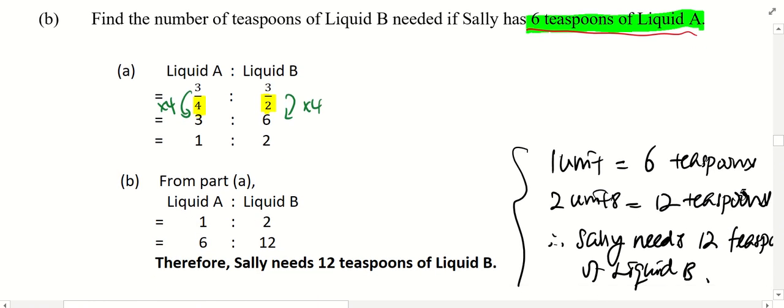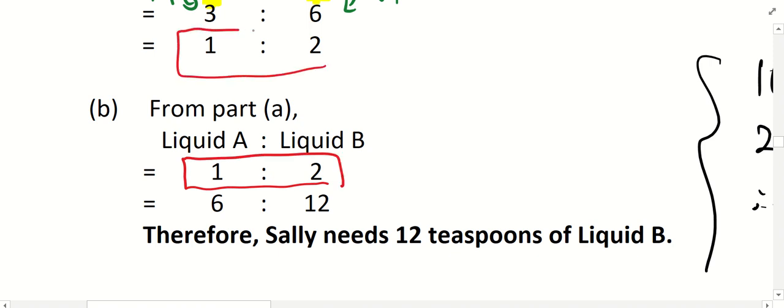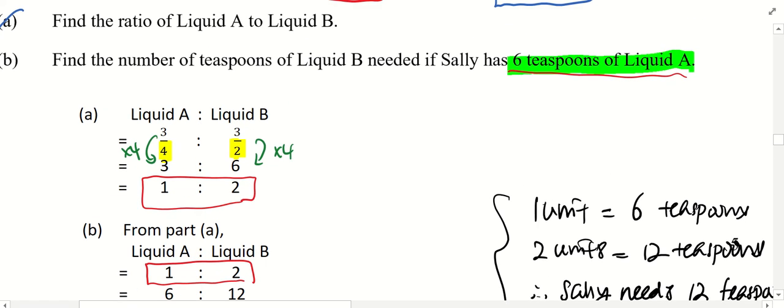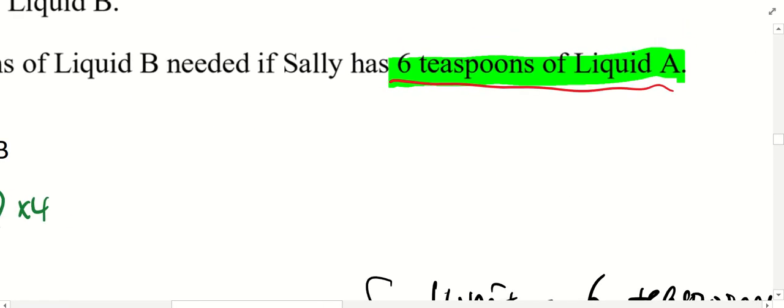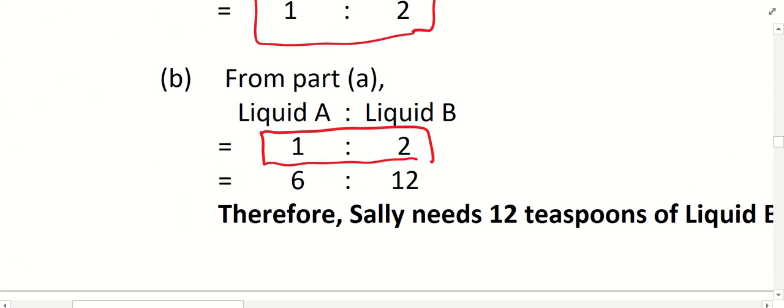So how do we do this? We go back to the ratio again. We obtained 1:2 from the previous part. There are two ways to approach this. One, we see that Sally added 6 teaspoons of liquid A. So let me force liquid A to the ratio of 6. Just nice, I can multiply both sides by 6 to give me 6:12.